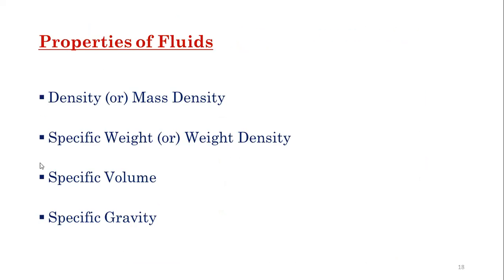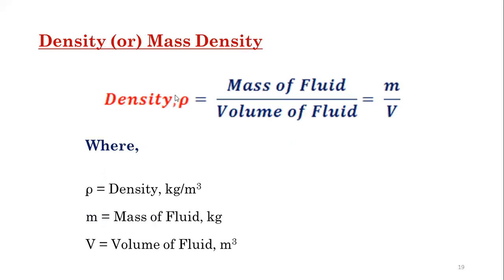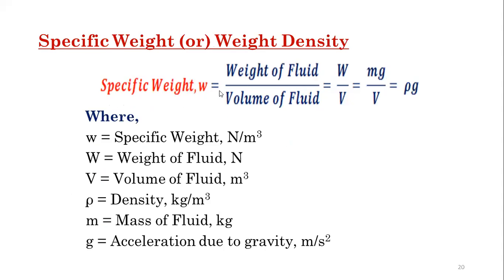Okay, so these are all the properties which I've seen in the last class, that is density or mass density, where we have found the units of this, that is kg per meter cube. Density is equal to mass by volume, kg per meter cube. Next, we have seen the specific weight. Specific weight is a ratio of weight of the fluid to the volume of the fluid. So directly from this, weight of the fluid is in Newton, volume of the fluid is in meter cube.